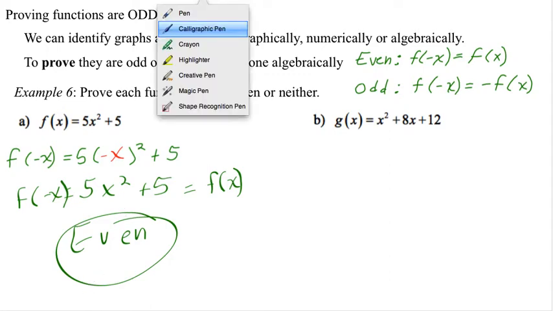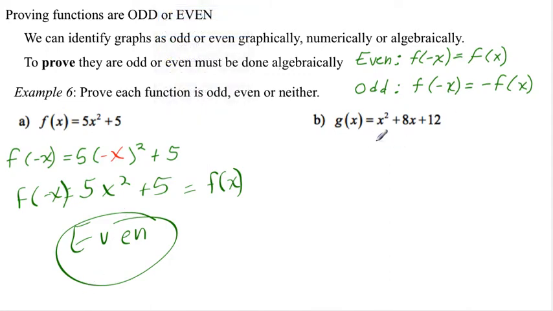All right, let's go ahead and take a look at the next one. g of x equals x squared plus 8x plus 12.